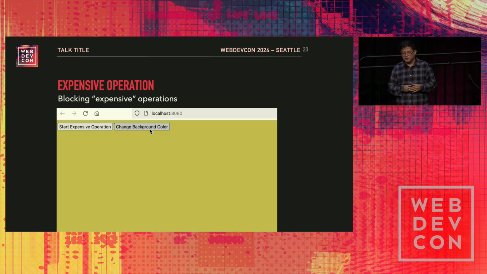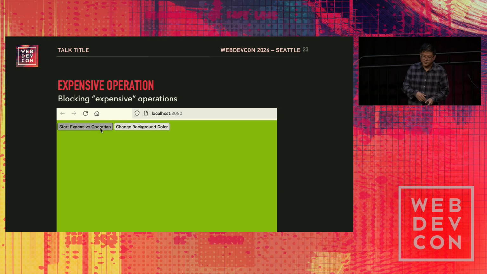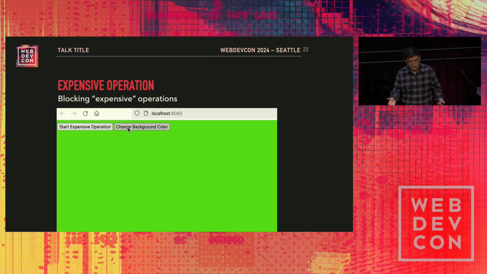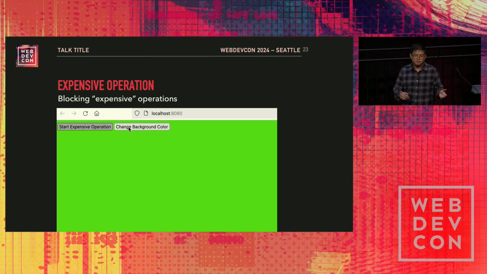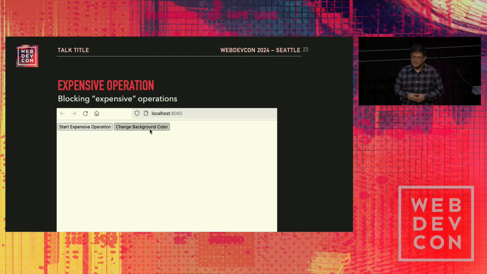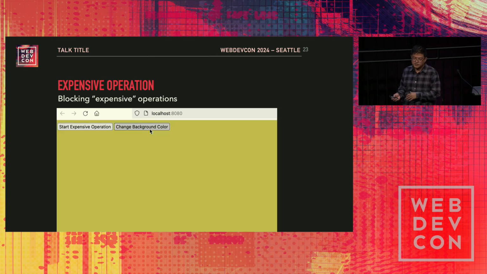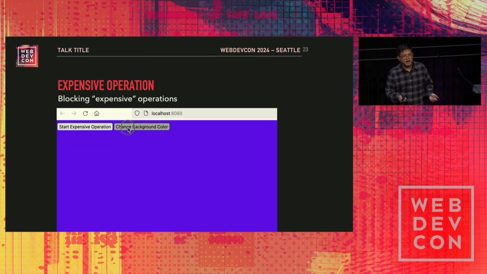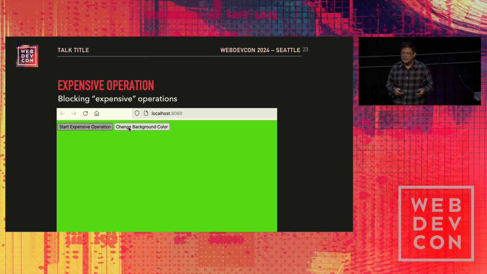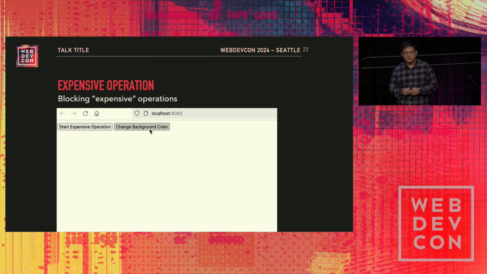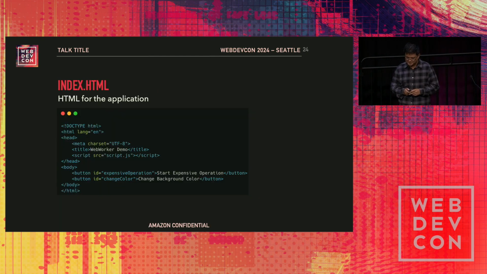This is the example without using the workers. If you clone the repo, it's going to be a basic change of background color. But the interesting part here is that the change background stopped working after we start the expensive operation. And that's what I mean by blocking the UI in this scenario. So we're going to try to fix this using web workers.